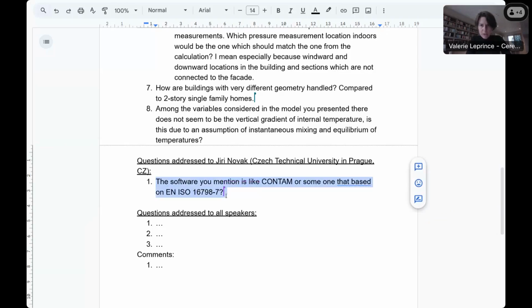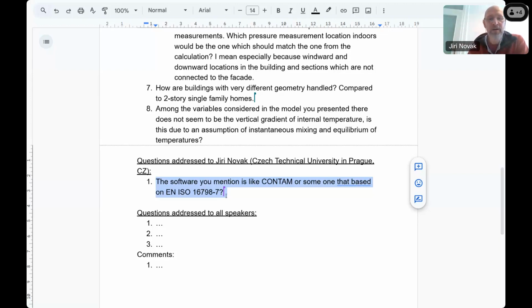So we've got the first question for you, Jiri. The software you mentioned is like CONTAM, or somewhat based on EN ISO 16798-7? Yes, thank you for the question. I had no time to explain this.